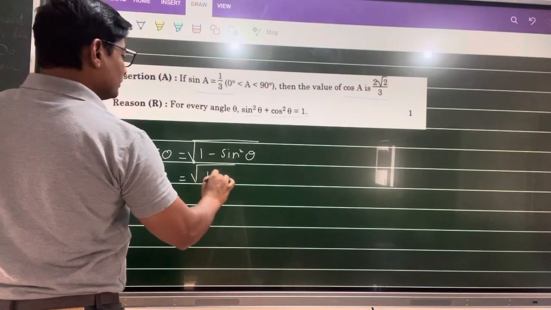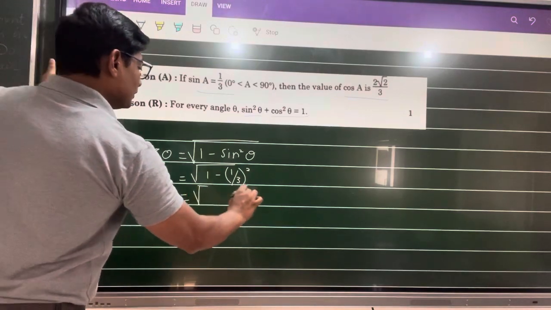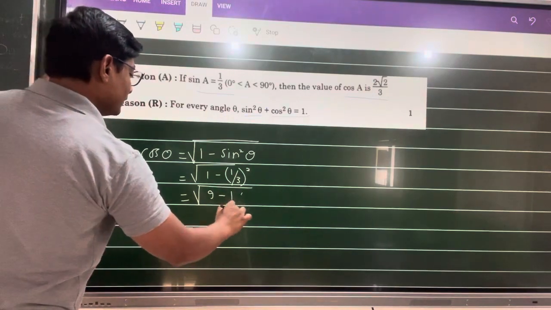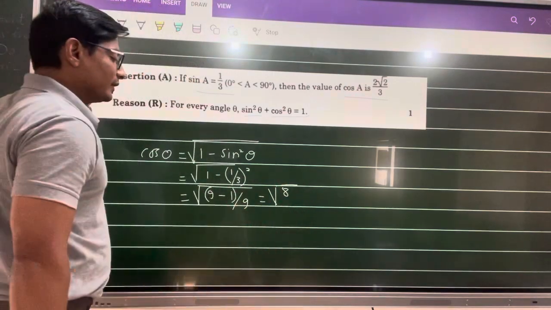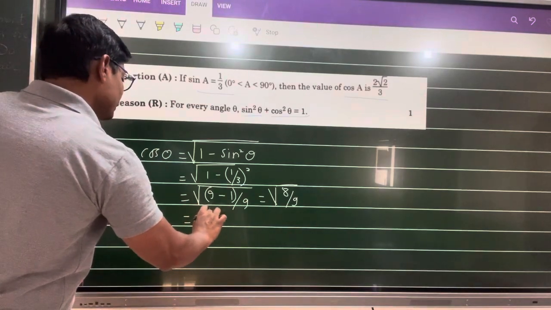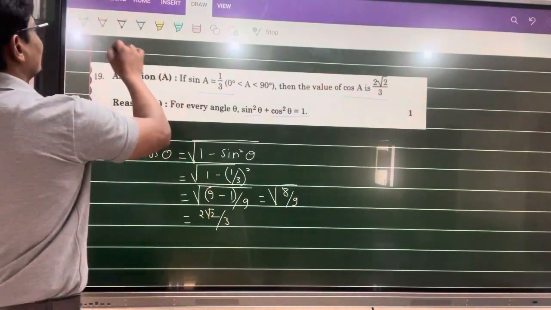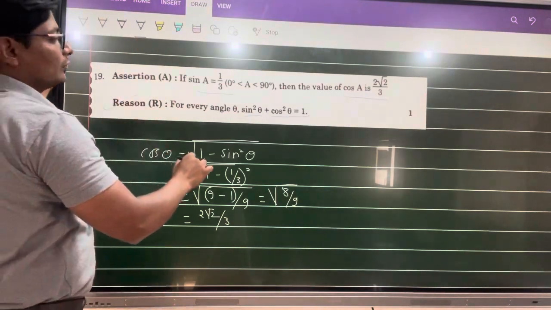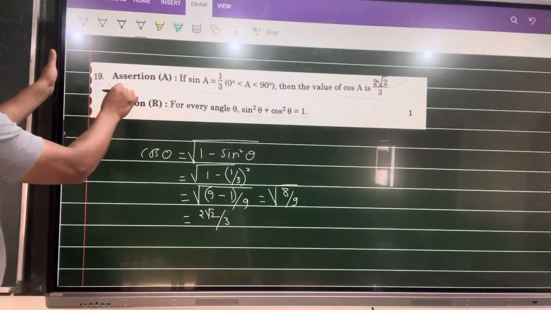So under the root, 1 minus 1 by 3 whole square. Then under the root, 3 square becomes 9, so taking the LCM, 9 minus 1 upon 9. So under the root, 9 minus 1 is 8, so 8 by 9. We know that the square root of 8 is 2 root 2, and the square root of 9 is 3, so 2 root 2 by 3. So both the things are automatically verified, so the reason is correct and it is the correct explanation of this value also. Therefore that is the correct option for this.